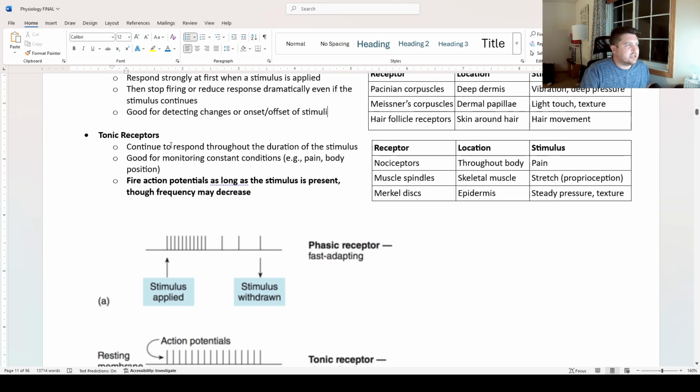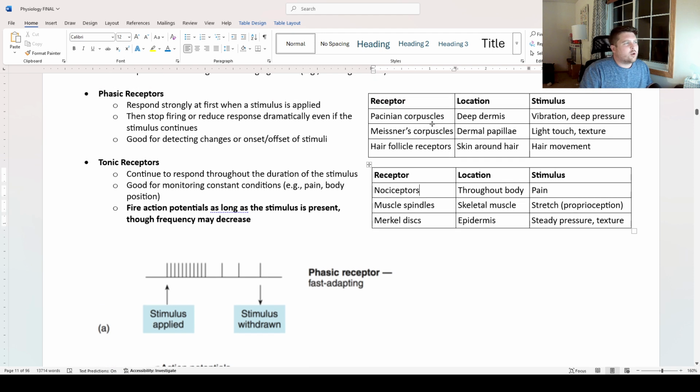Tonic receptors continue to respond throughout the duration of a stimulus. They're good for monitoring constant conditions such as pain or body position. A big one is our nociceptors. Our body doesn't care if we're wearing a watch, like our hair follicle receptors. That's not a bad stimulus, and your body's going to say, okay, we can rule that out, we can ignore it, that's fine.